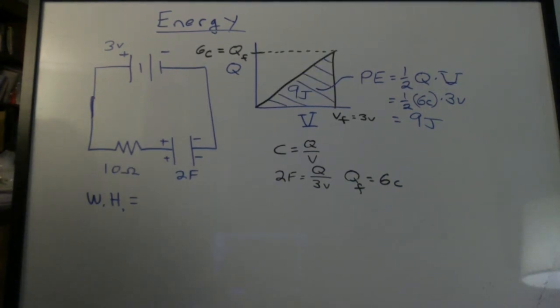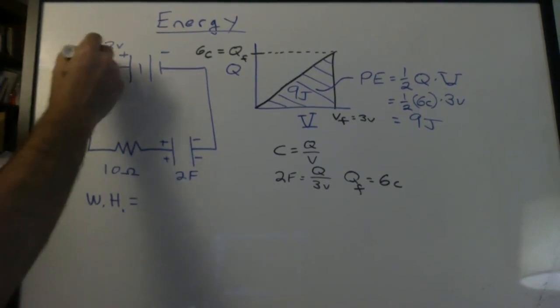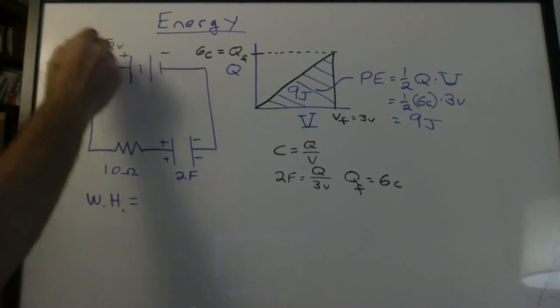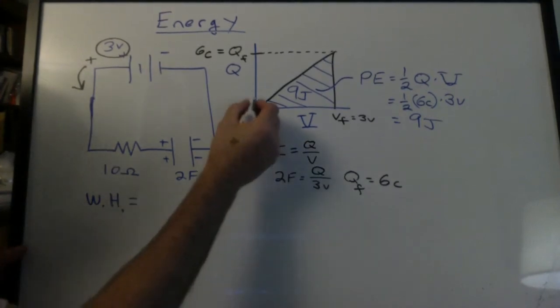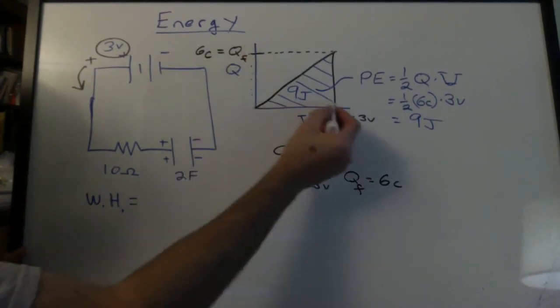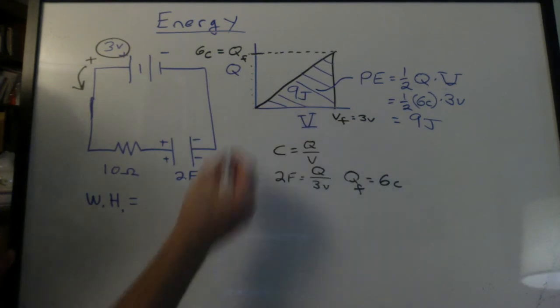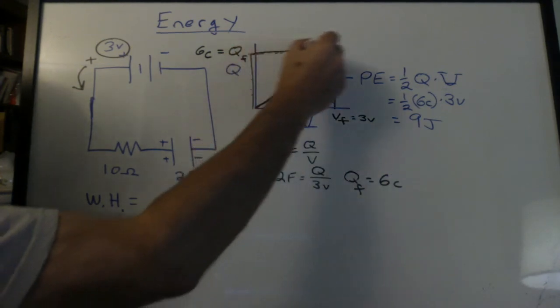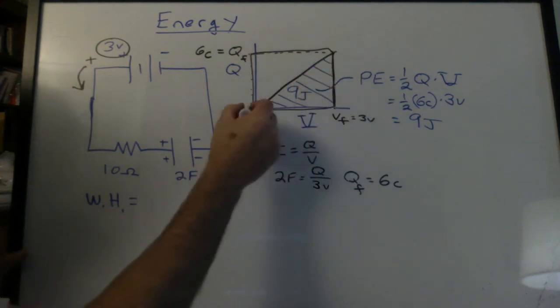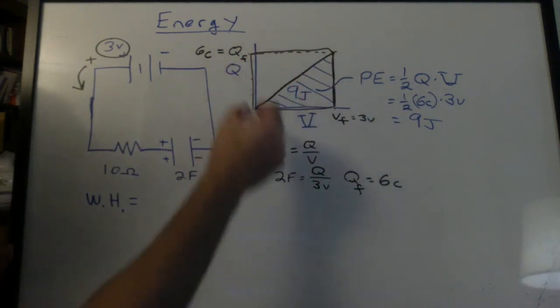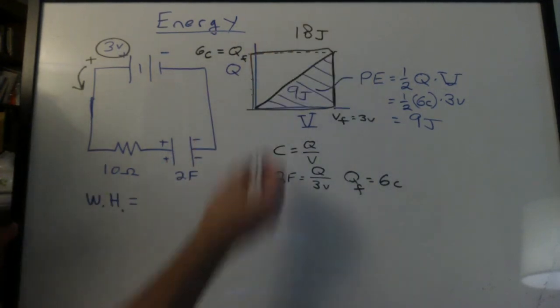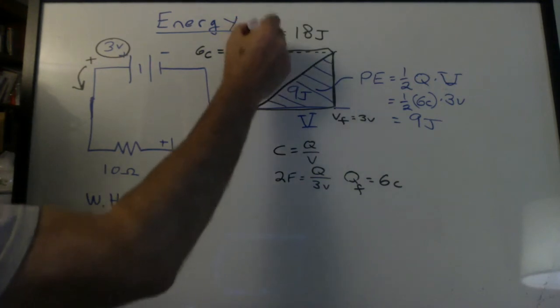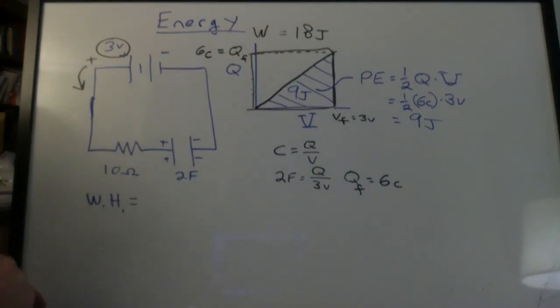Now we can ask how much energy came out of the battery. Every charge that came out of the battery came out with a full 3 volts. What does that look like on the graph? Every charge that came out of the battery all came out with the full voltage. That is the area of this rectangle. What would that area of that rectangle be? 18 joules. And that would be the work done by the battery.